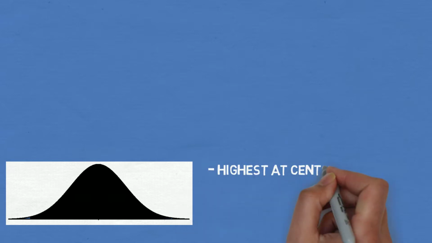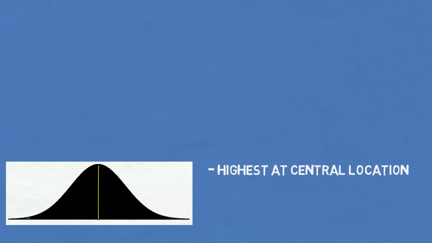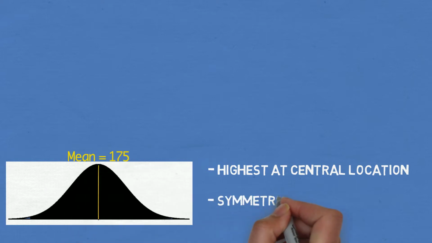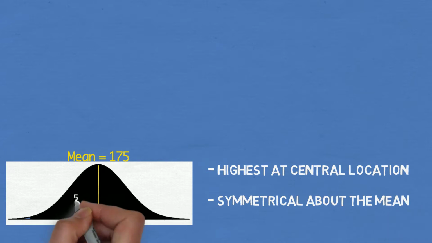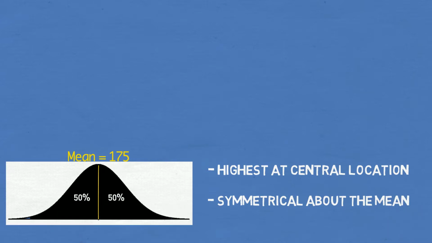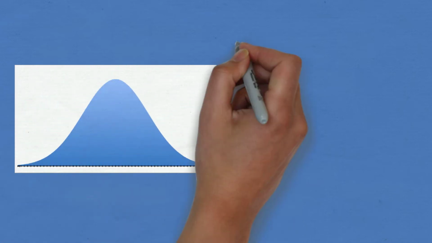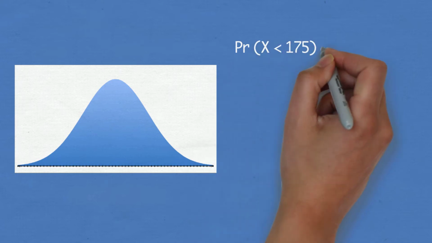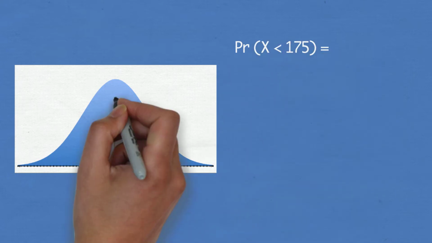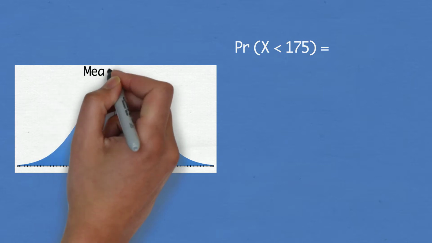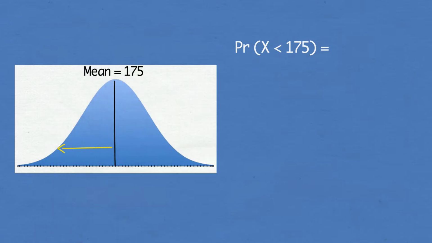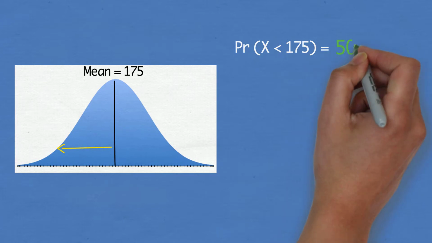Two important aspects of this curve is that the curve is highest at the central location, or you could say the mean or average of the data. And also that the shape is symmetrical about the mean. Now this is where normal distribution is such an important tool for statisticians and us mathematics students. If I want to find the probability of picking a person that is less than 175 centimeter, since the normal distribution is symmetrical about the 175 centimeter, which is the mean, the probability would be 50%.